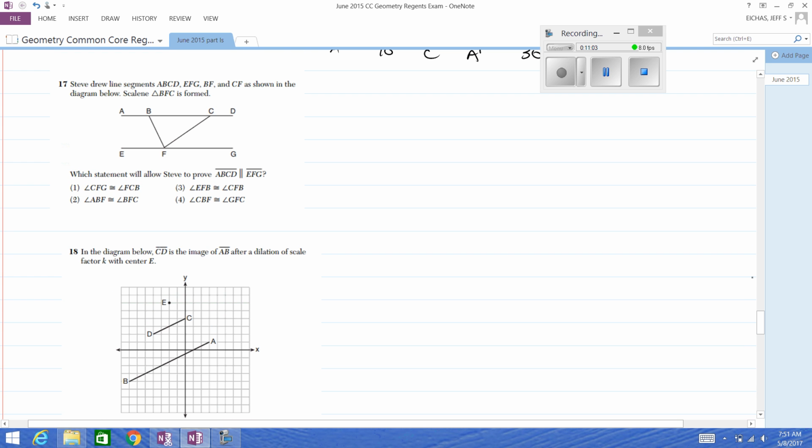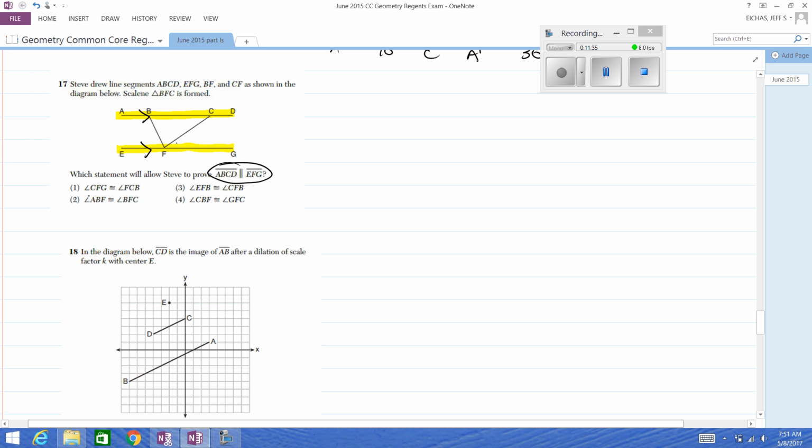All right, so we're taking a look at this one. Which statement will allow Steve to prove these two parallel? Well, let's go highlight those quick. A, B, C, D is that. E, F, G is that. We want to prove that those are parallel. So we're probably thinking either corresponding or alternate interior angles here. Let's take a look.